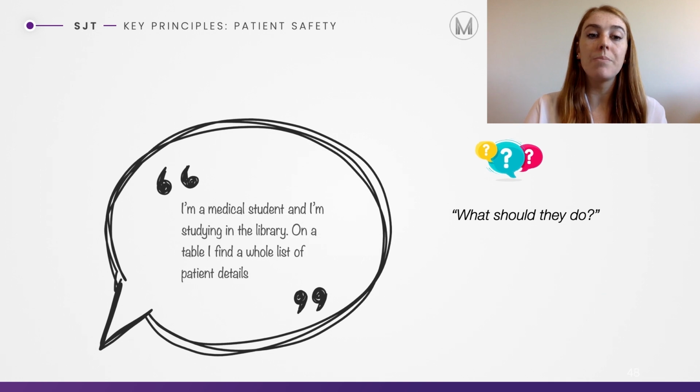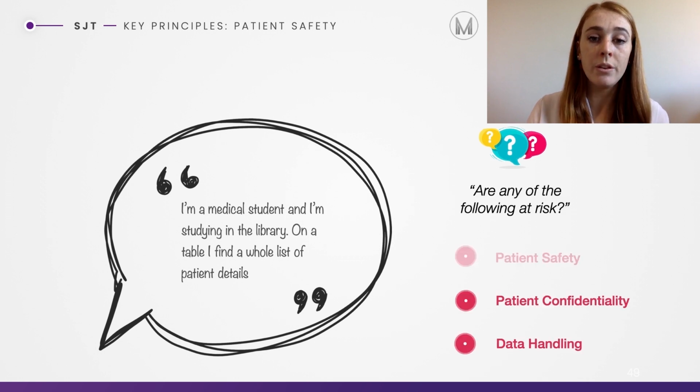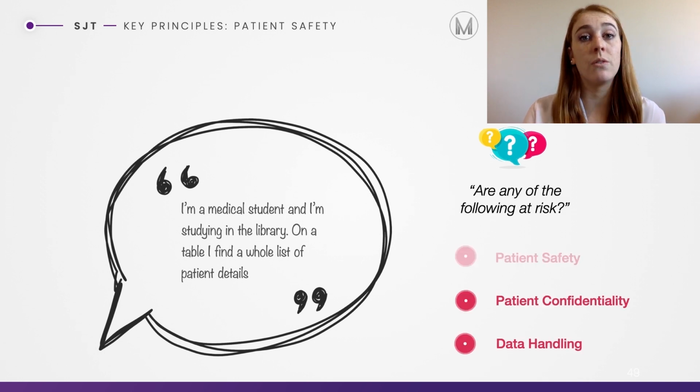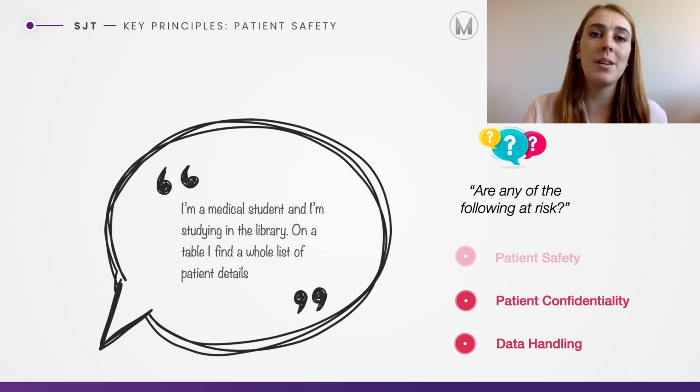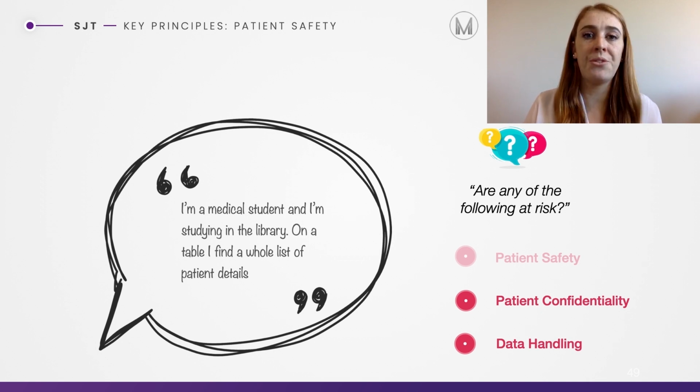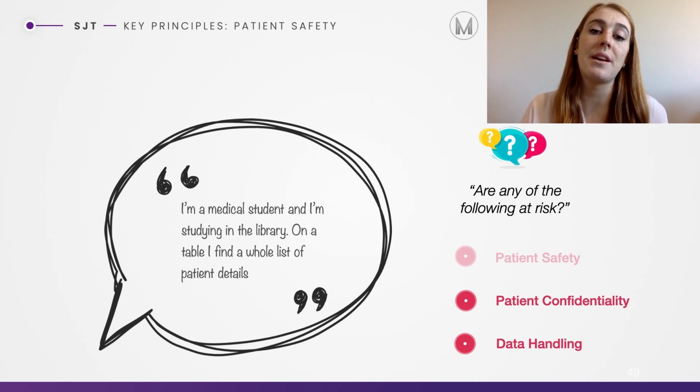And another example, I'm a medical student and I'm studying in the library. On the table I find a whole list of patient details. Should this be reported up to higher powers? Well, obviously in this one, data handling and patient confidentiality are at risk, so the immediate direct and local action that needs to be taken is to remove the list of patient details and shred it or dispose of it in some other way. But also this does need to be reported up because there's potential breach of 2 of our important factors, confidentiality and data handling.